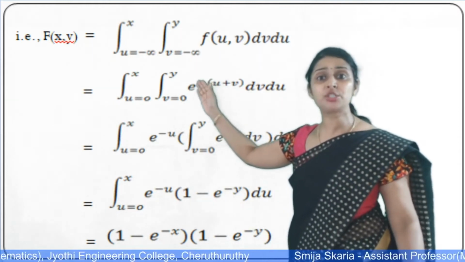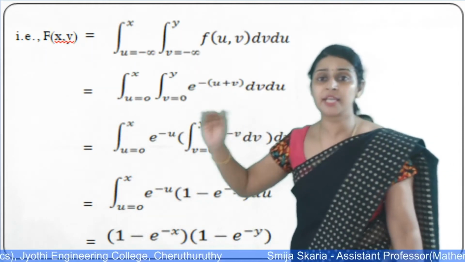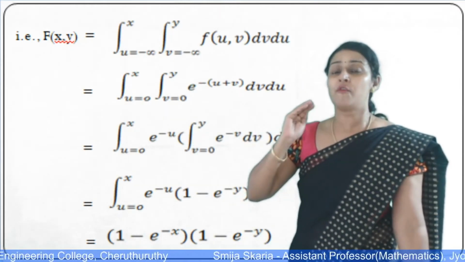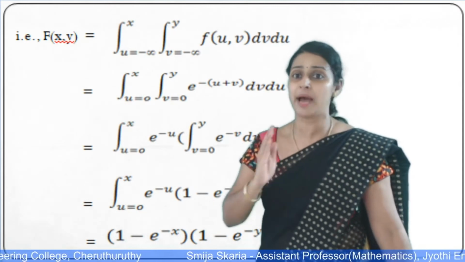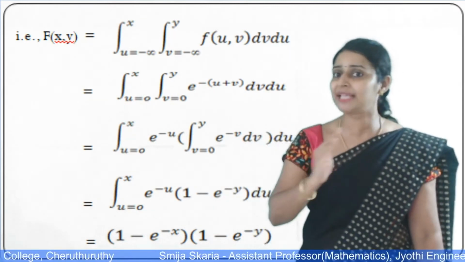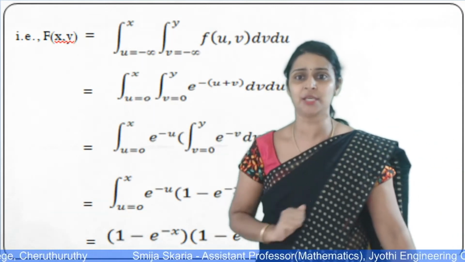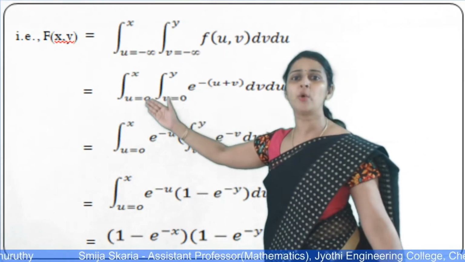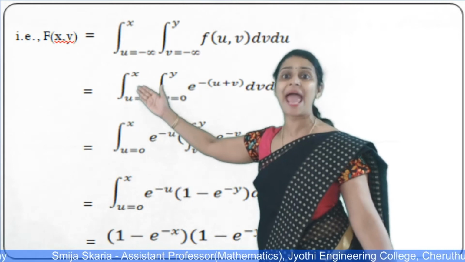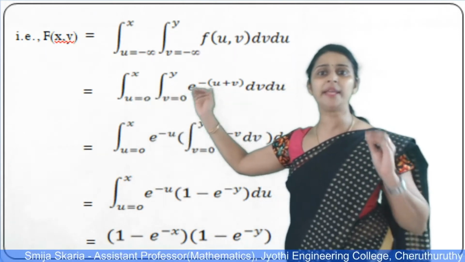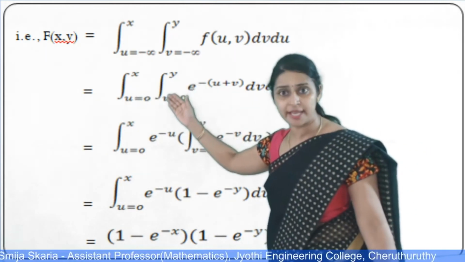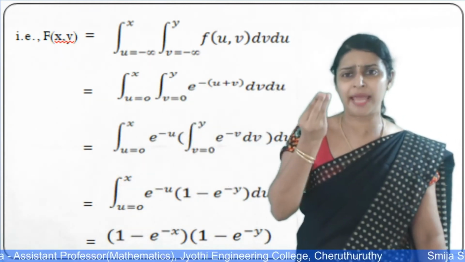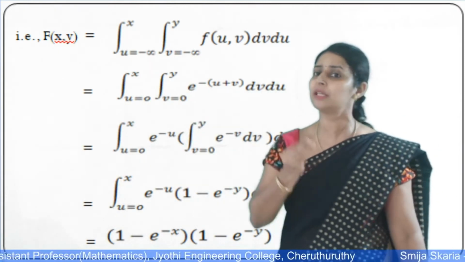What are the limits of x and y given? We are given x is greater than 0 and y is greater than 0. When we take the integration from minus infinity to x, but x varies only for x greater than 0, how will you take the limit of u? u will be 0 to x. Similarly, since y is greater than 0, we take v equal to 0 to y. Instead of the variables x and y, we write here the variables u and v.